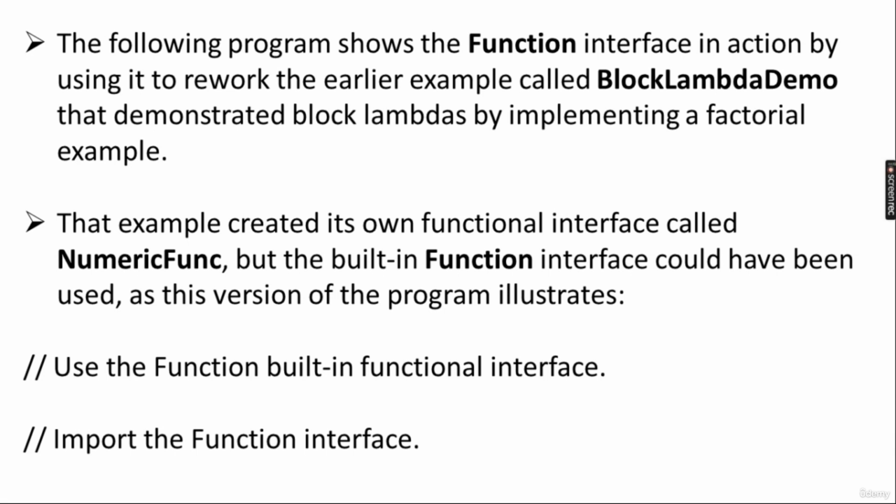Okay. Now we will see the program that shows the functional interface in action by using it. To rework the earlier example called BlockLambda that demonstrated block lambdas by implementing a factorial example. What is a block lambda? More than one statement in it, using the opening and closing curly braces. That example created its own functional interface called NumericFunction. But the built-in functional interface could have been used like this in this version. Okay, and what we did in that, use the factorial demo. Now we will see the built-in Function functional interface.